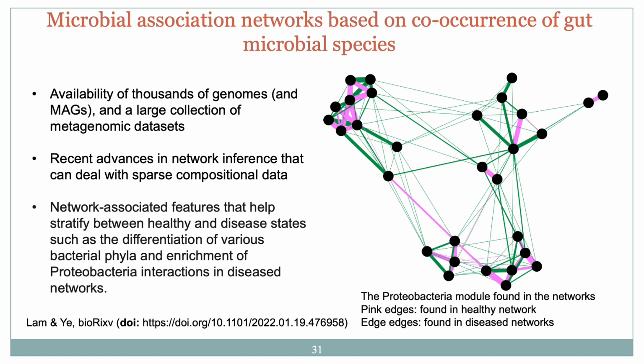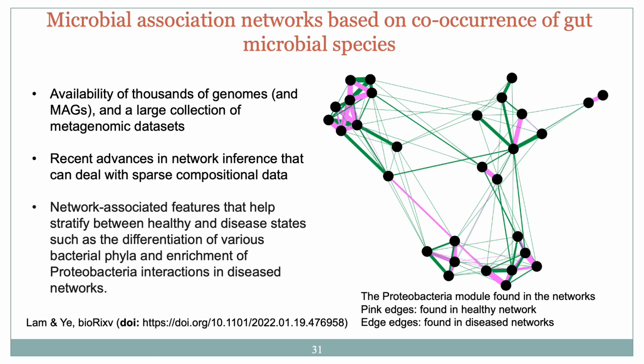Another work we worked on is to infer communities of bacterial species based on co-occurrence information. Thanks to the accumulation of genomes and metagenome-assembled genomes, we also have a large collection of metagenomic datasets, so we can do abundance quantification of those genomes across thousands of samples. From there, we can infer the co-occurrence relationship between bacterial species.